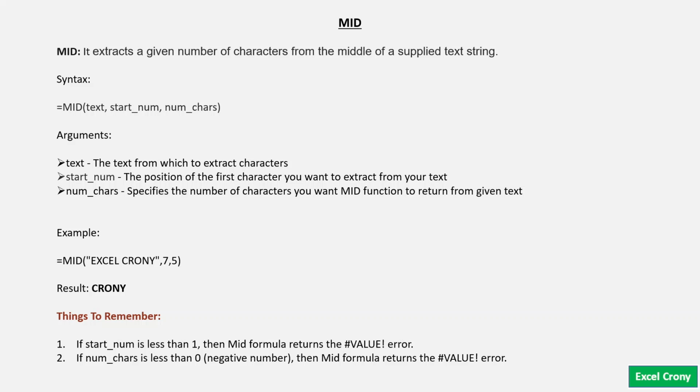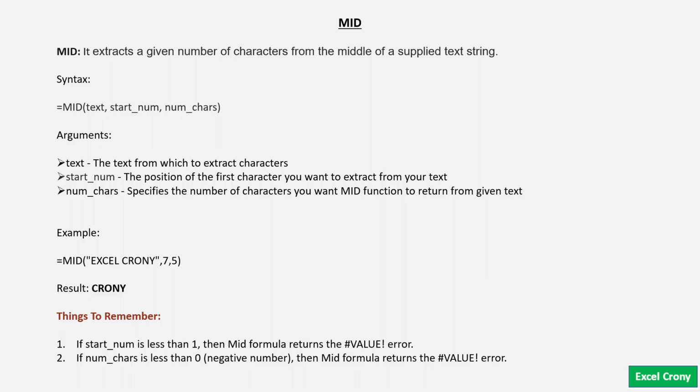Again, if you see here in this example, I have Excel Crony and I want my MID function to return 5 characters and the starting position is 7th, then it will return CRONY.